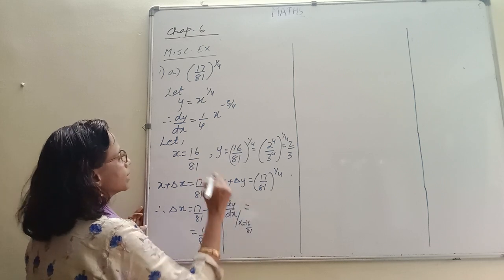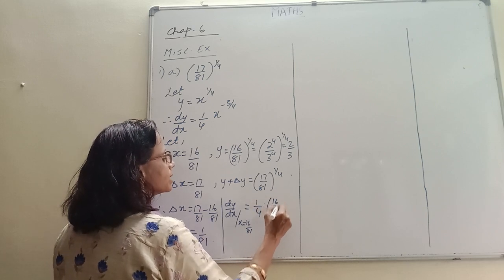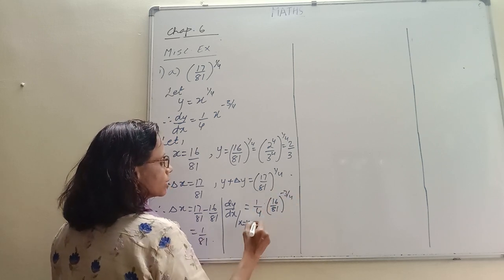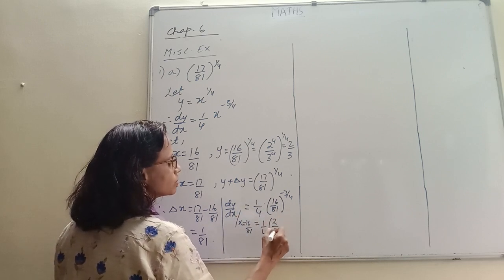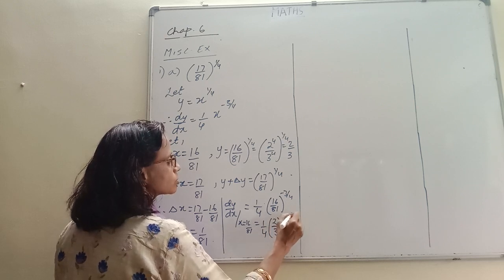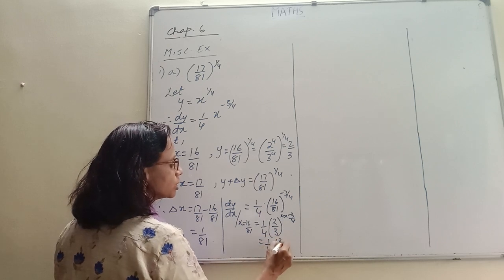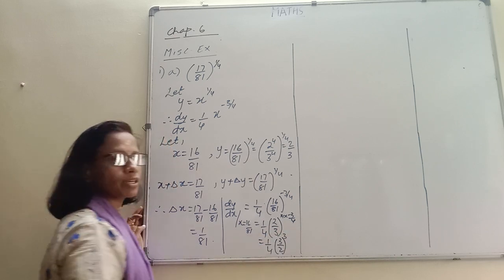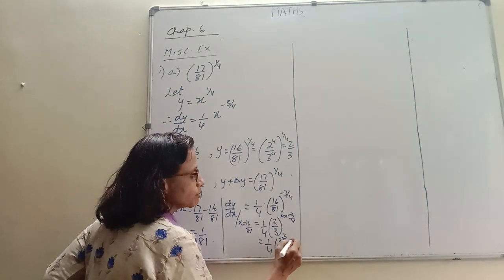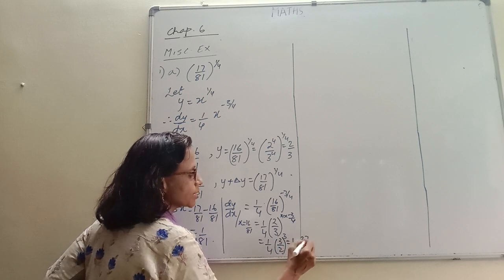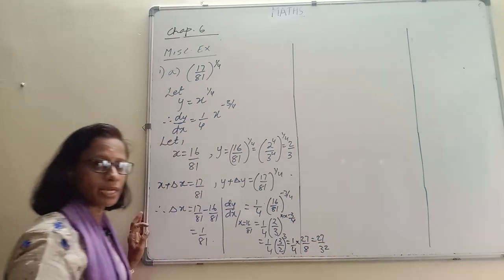Let's find that. dy/dx is 1/4 times x, which is 16/81, raised to minus 3/4. Now this is very clear to us that 16/81 is (2/3) whole raised to 4. So you are going to get (2/3) whole raised to negative 3, or (3/2) whole raised to positive 3. We have learned the law of exponents. If you want to make the exponent positive, just invert these. So it's going to come to 1/4 times 3 cube, which is 27, over 2 cube, which is 8. So you're getting 27/32 as the dy/dx.